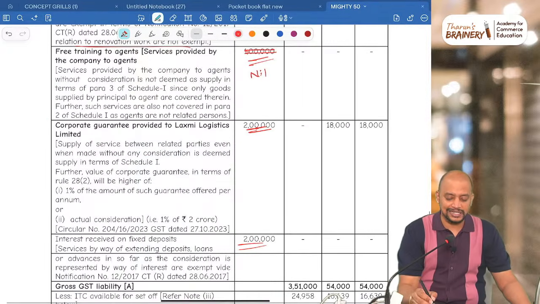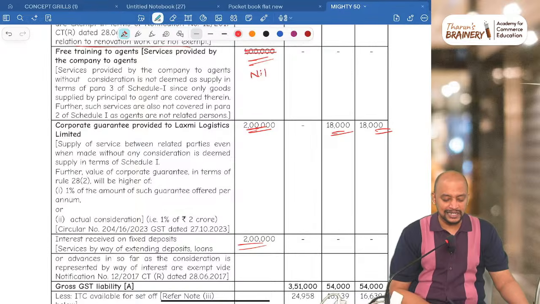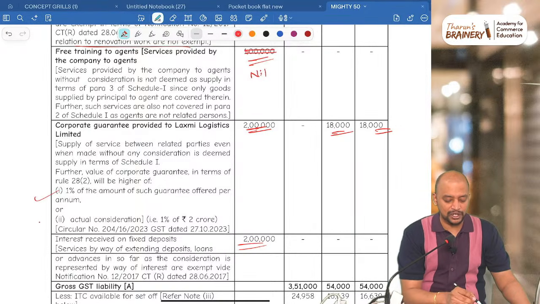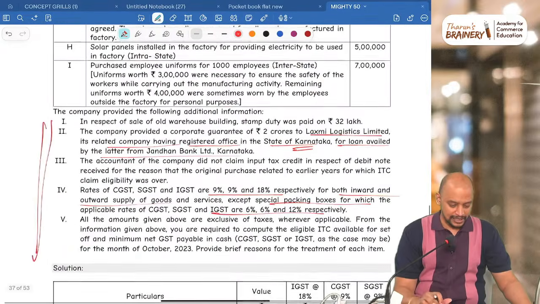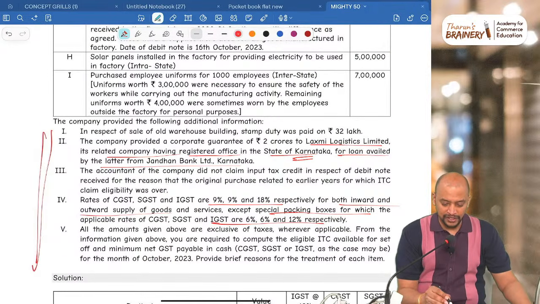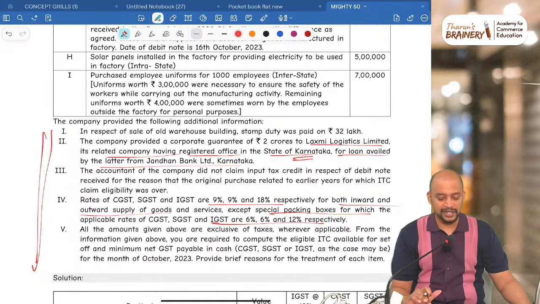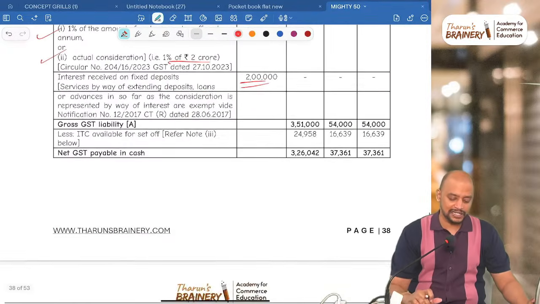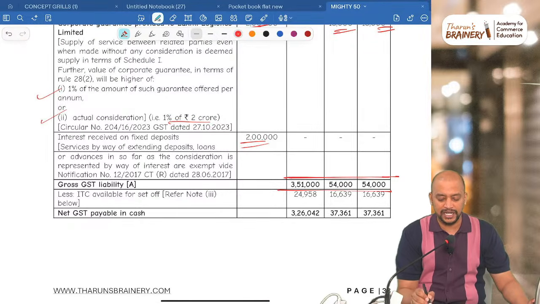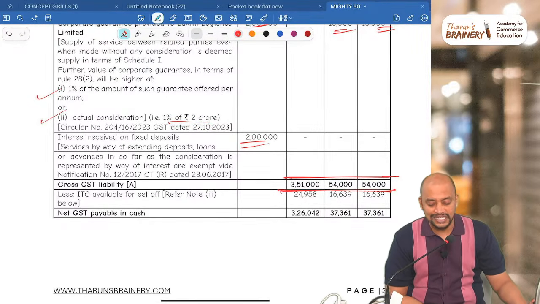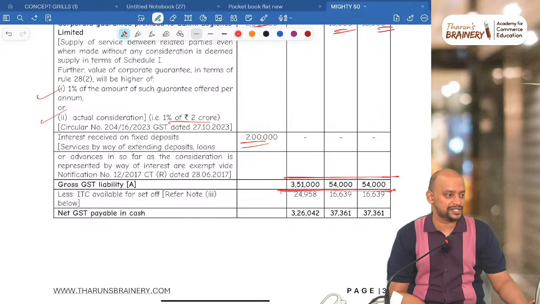2 lakhs, CGST, SGST. So 1% of guarantee per annum or actual consideration, whichever is higher, that is 1% of 2 crore, 2 lakhs. Then any other outward supply? The accountant of the company did not claim ITC in respect of debit note raised. That's it. So we completed all the outward supplies. You need to take the liability. So this will be statement number 1. 3,51,000 IGST, 54 CGST, 54 SGST.